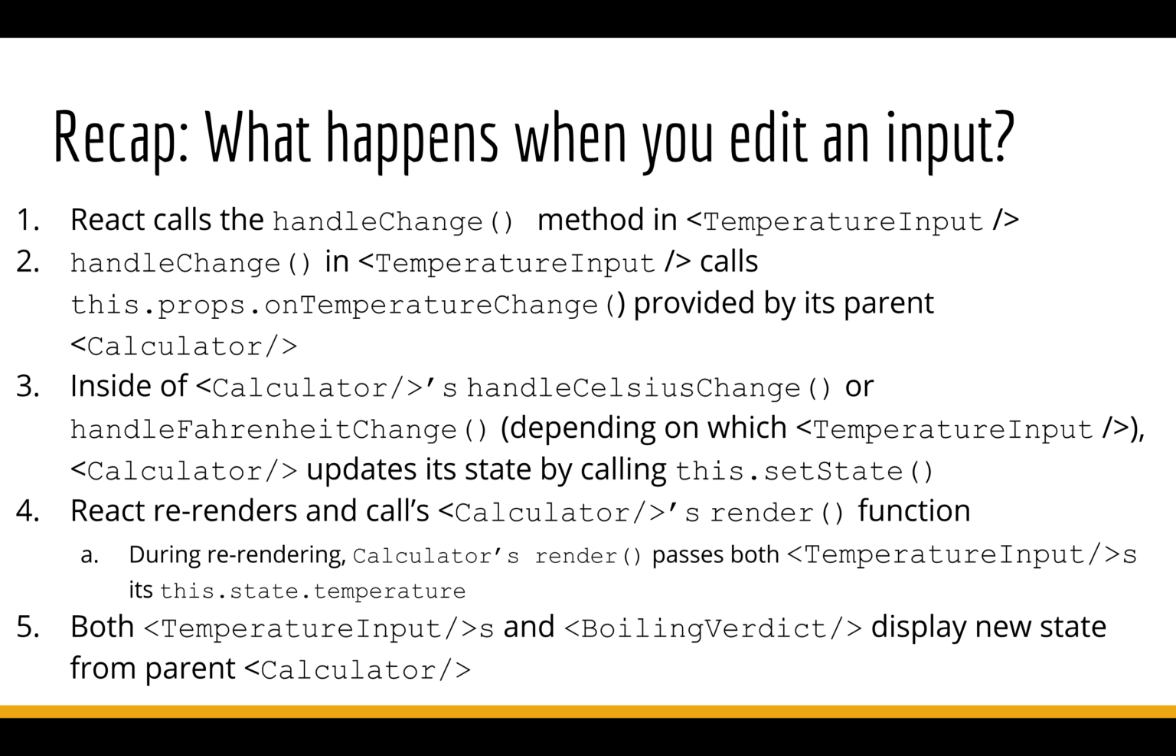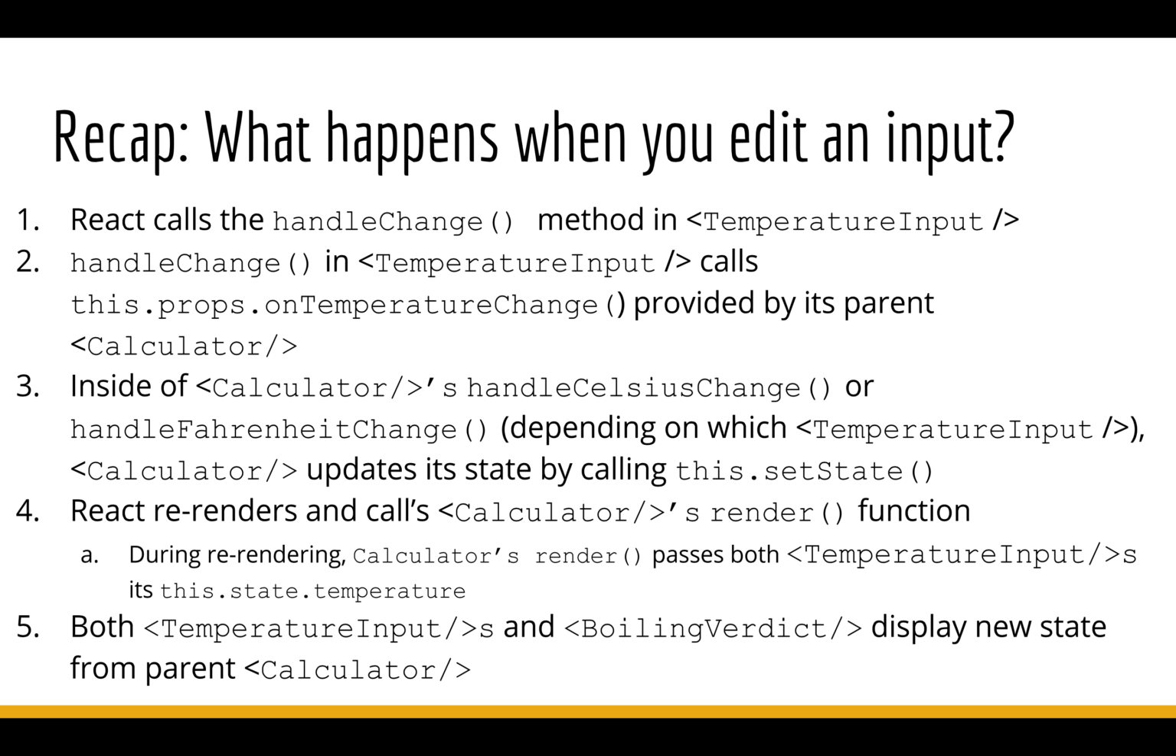And those event handlers inside of calculator will update calculator state by calling this.setState. By calling this.setState, we'll be telling React that we want to re-render, and that's going to call calculator's render function. And while calculator is re-rendering, the render function will pass to temperature input the new versions of this.state.temperature. And therefore, at the very end, we'll have both temperature inputs and the boiling verdict displaying the new and proper state from the parent calculator.